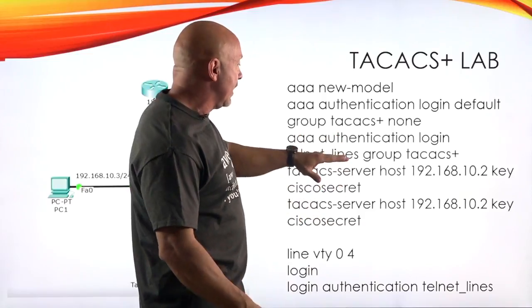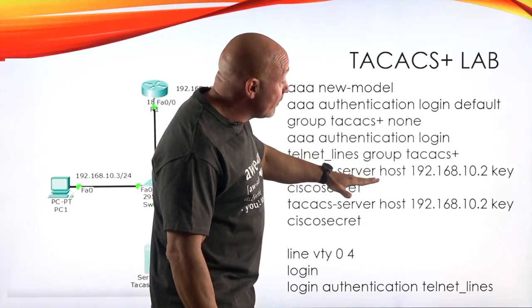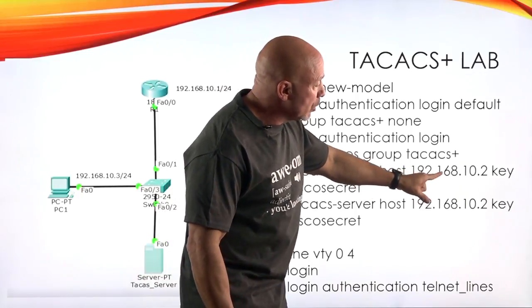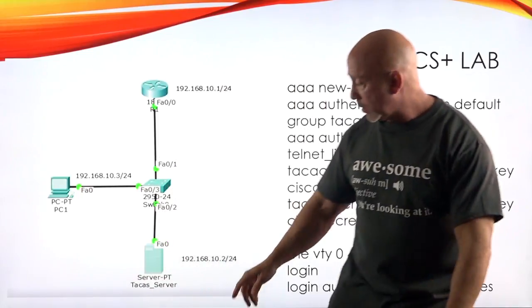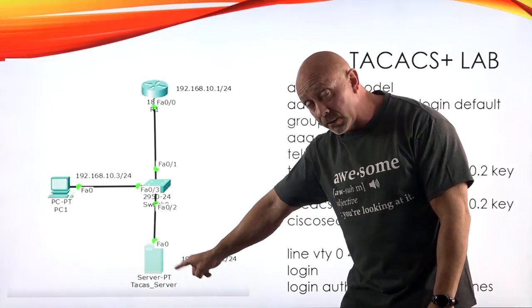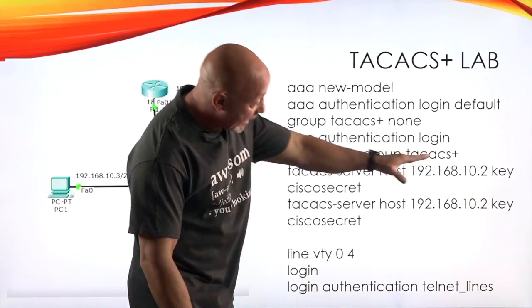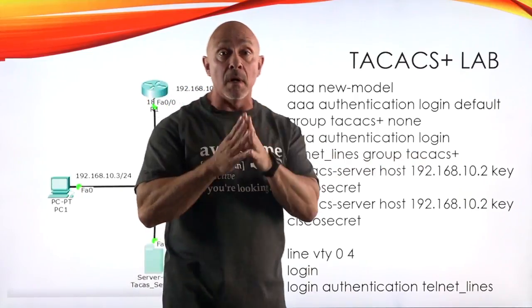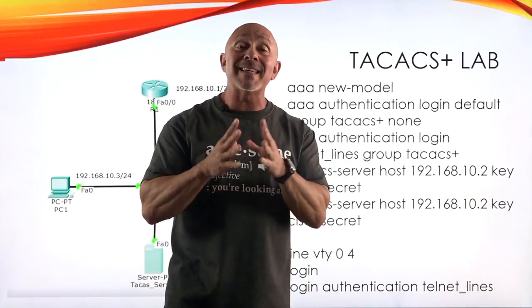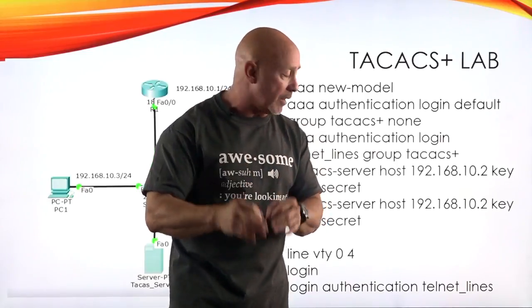That's why I said line VTYs, okay? Group tacacs+, then the tacacs-server host 192.168.10.2. That's the TACACS server host 10.2. Okay, and then you go. The key is going to be Cisco secret. They must match, so it is case sensitive. All right, it's got to be exactly the same.